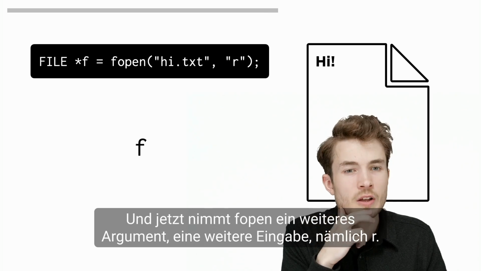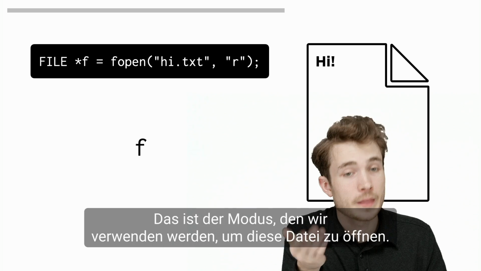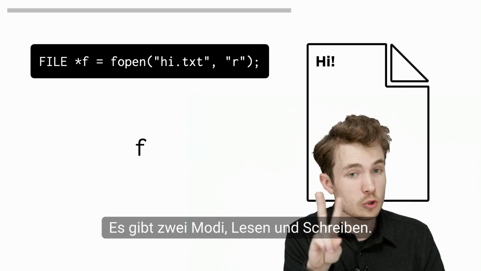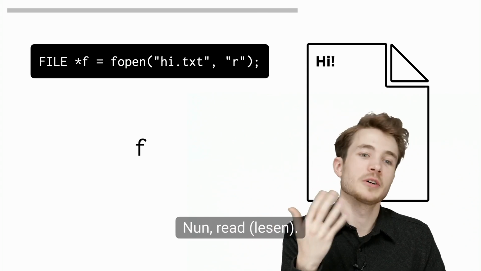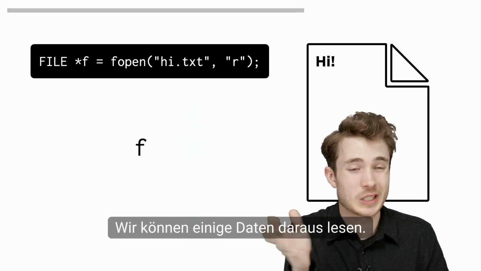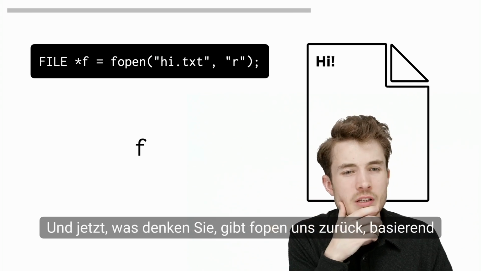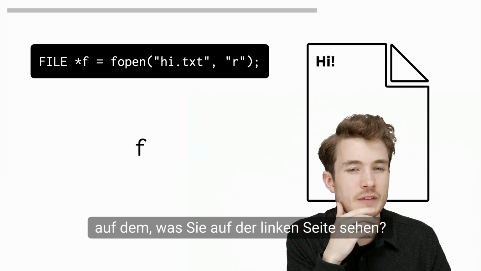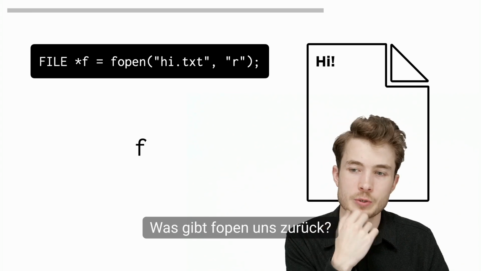And now fopen takes another argument, another input, which is r. That is the mode we're going to use to open this file. There are two modes, read and write. And so what do you think r stands for? Well, read. We're going to open this file just so we can see what's inside of it. We can read some data from it. And now, what do you think fopen returns to us based on what you see on the left-hand side? What does fopen return to us?